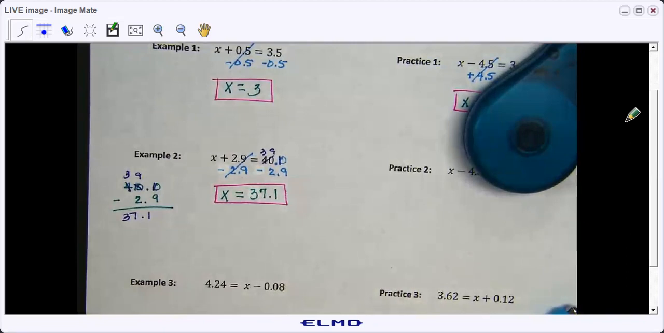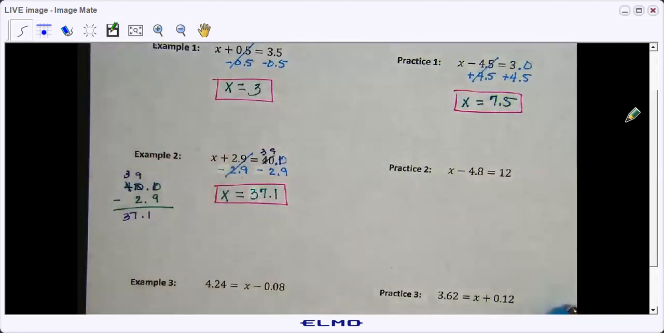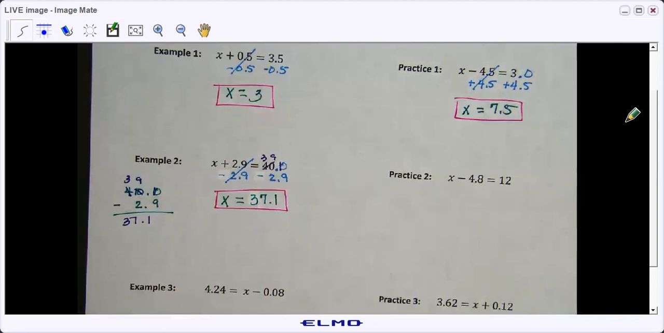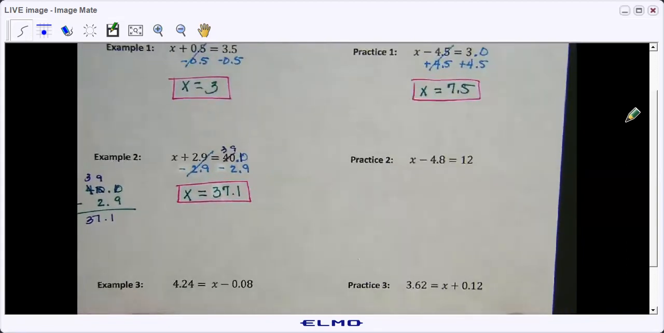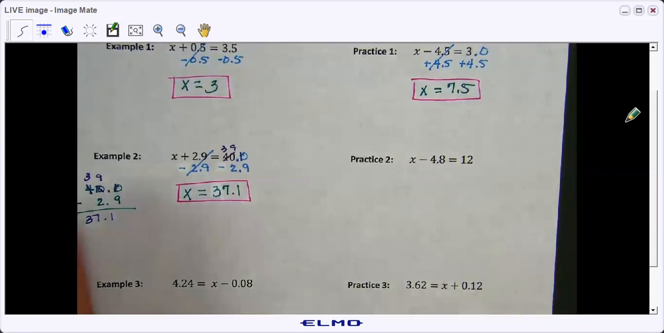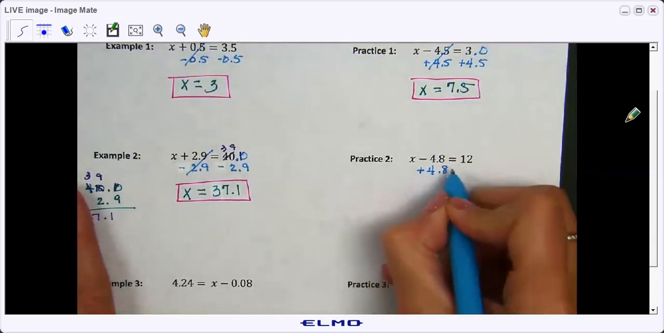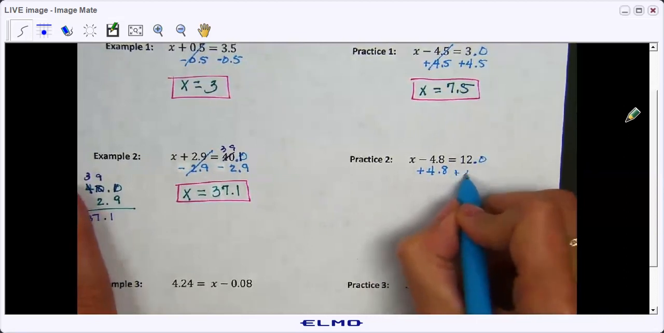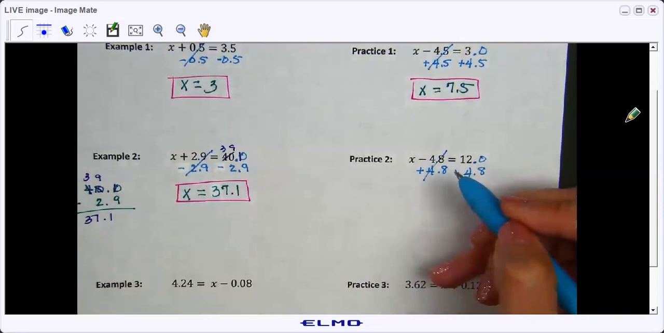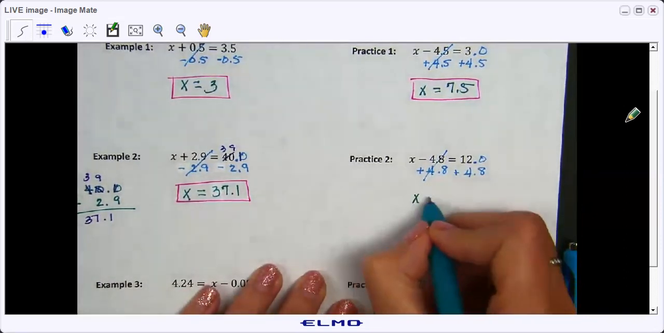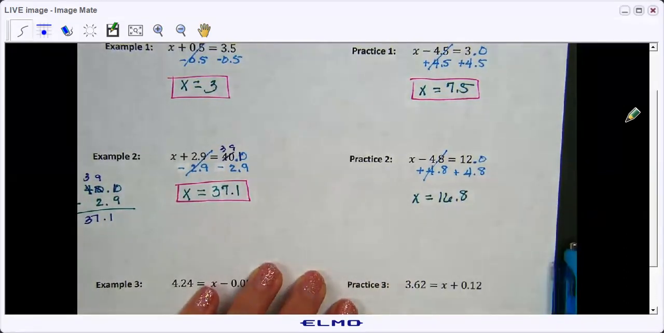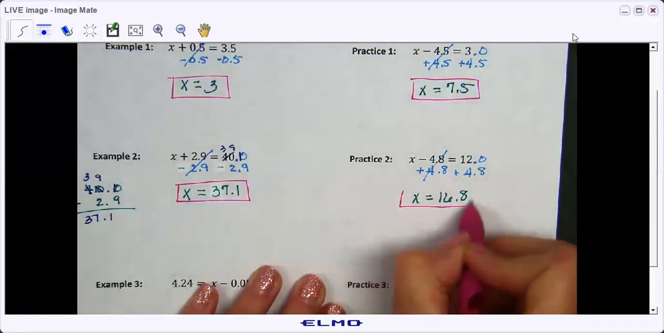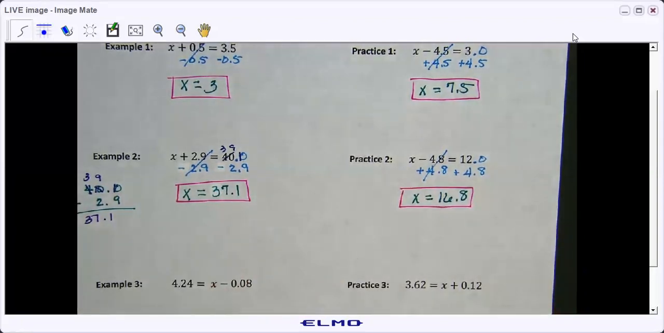All right. I want you to try practice 2 on your own. Okay. I'm going to start solving. So you should have gotten 16.8 for practice 2. Okay. All right. Let's go down to example 3.